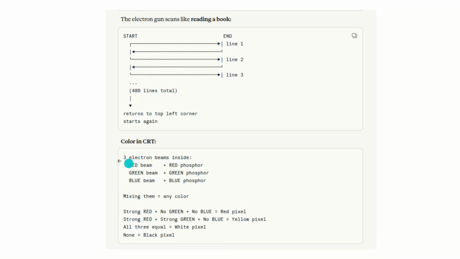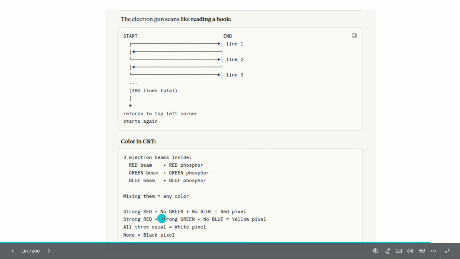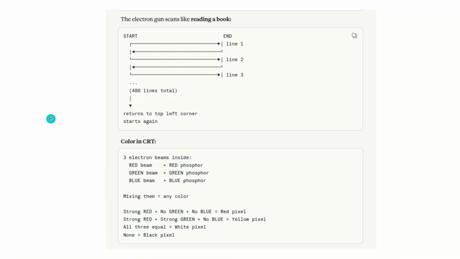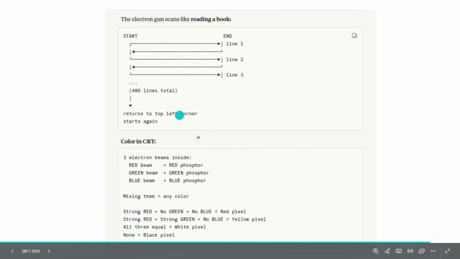Now by mixing these three different colors, we can get any color. See, mixing strong red and no green, no blue, you get a red pixel. Strong red, strong green and no blue, you get a yellow pixel, like that. If I mix all of them equally, I get a white pixel. If nothing is there, no red beam, no green beam, no blue beam, I get a black pixel. So this is how I can see colors in my CRT.